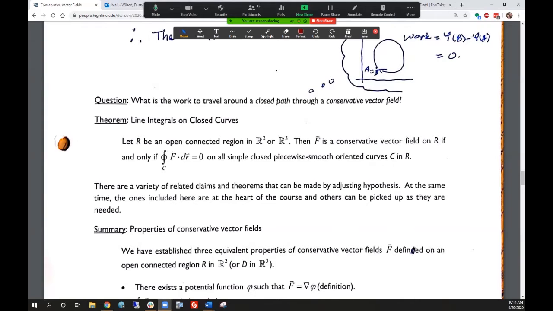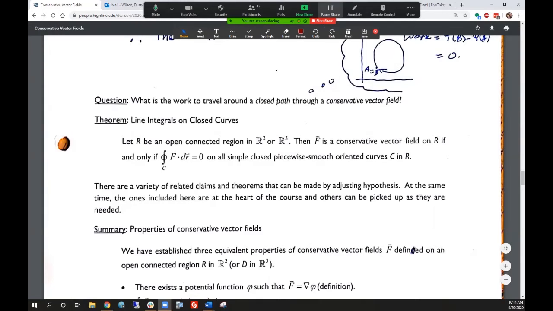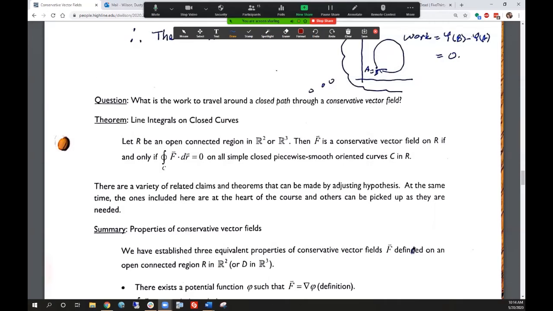If you go through your text, there are a variety of related claims and theorems that can all be made by adjusting hypotheses. A lot of the hypotheses that are going to change are the ones around what kind of region. So if we change the type of region, then we sort of change the type of theorem. But I've really focused on the theorems that I think will be the most helpful to you in this class.